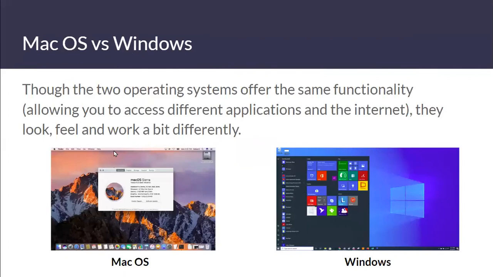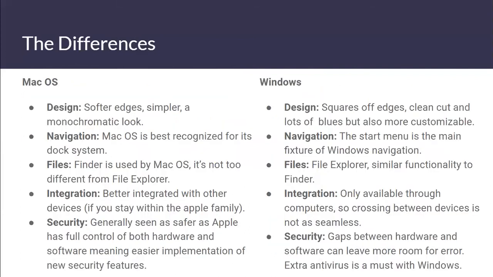Now, what's the difference between Mac OS versus Windows? The two operating systems offer the same functionality, which allows you to access different applications and the internet, but they look, feel, and work a bit differently than each other. The differences are, for Mac OS, the design has softer edges, is simpler, and has a monochromatic look. Windows design has squared off edges, clean cut, and lots of blues, but is also more customizable.